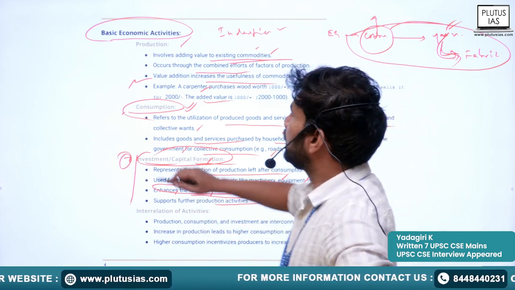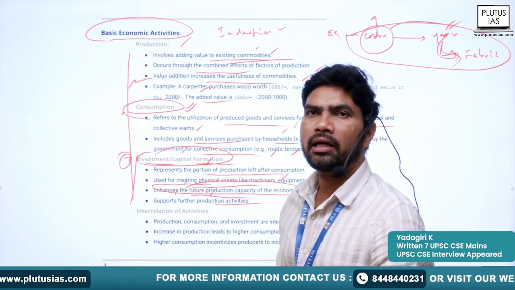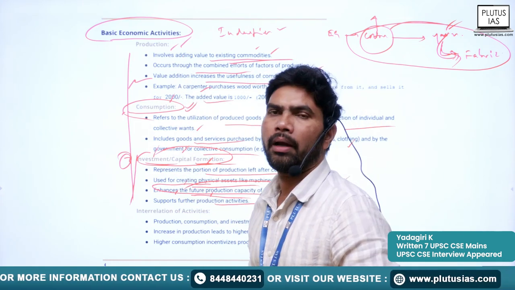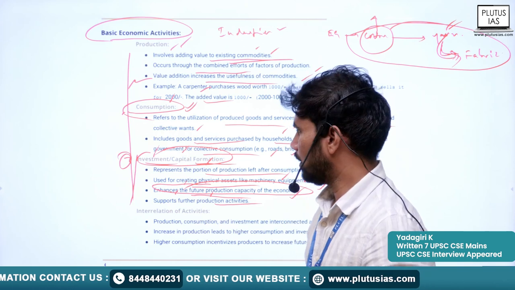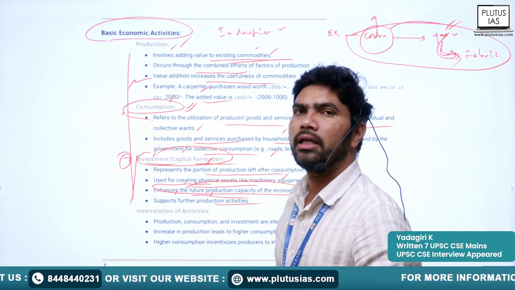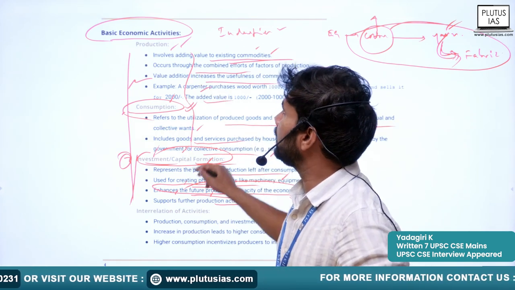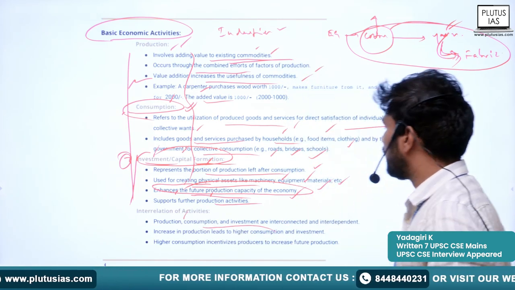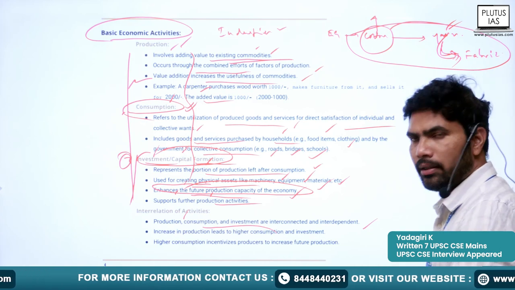Right. These three are the basic economic activities. First one is production, next one is consumption, and third one is capital formation or investment. Now we will understand the interrelationship between these three basic activities. Production, consumption, and investment are interconnected and interdependent.